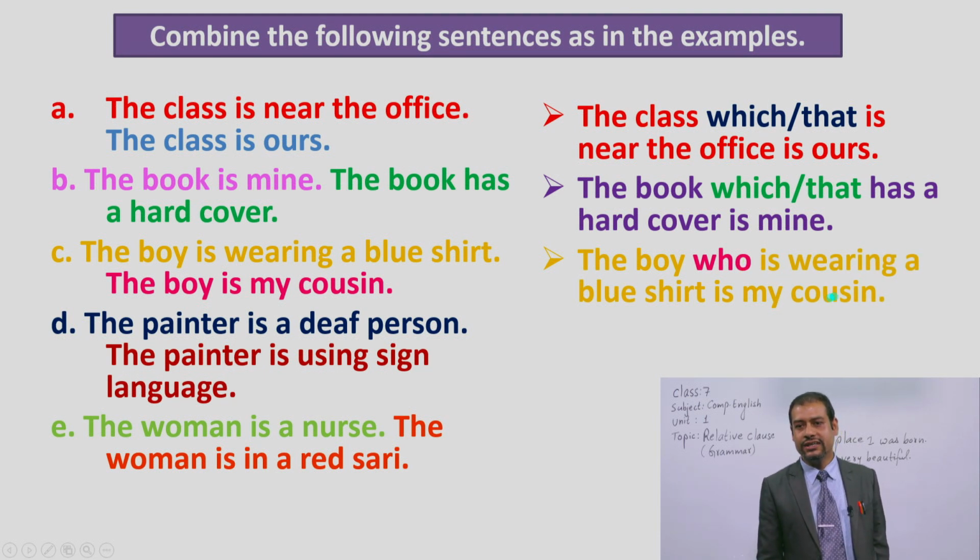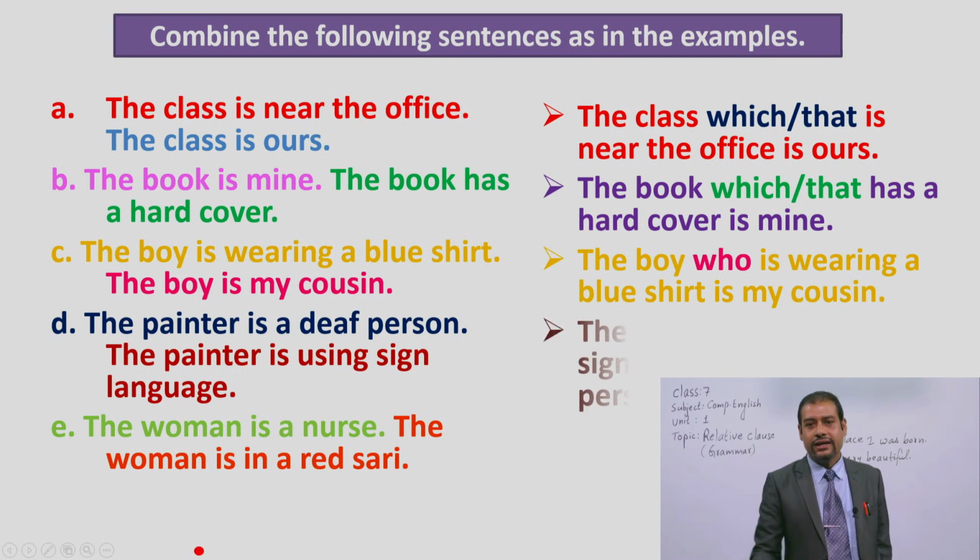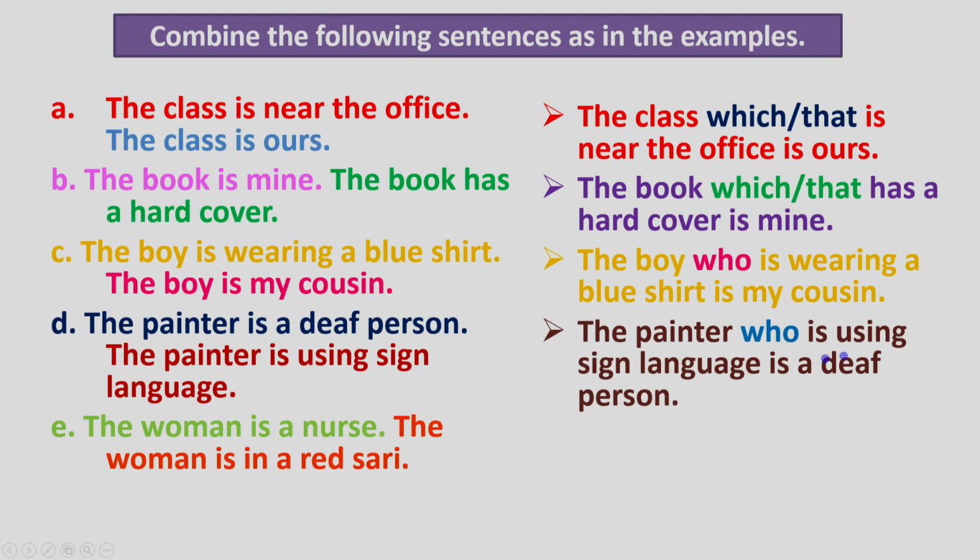The boy who is wearing a blue shirt is my cousin. We are using who. Why? Because the boy is a person. And if you don't want to use who, you can write, the boy wearing a blue shirt is my cousin. Okay. Next, the painter who is using sign language is a deaf person. Who, painter is a person, so we use who here. And if you don't want to use who, then your answer can be, the painter using sign language is a deaf person also. Is it clear to you, dear students?